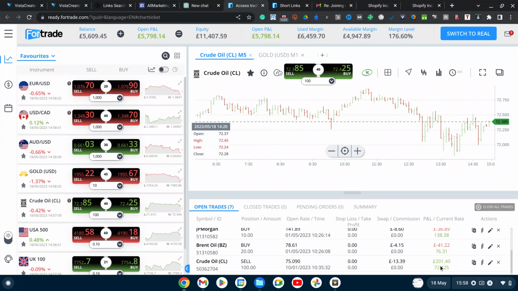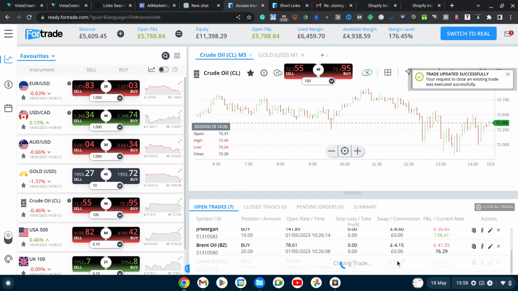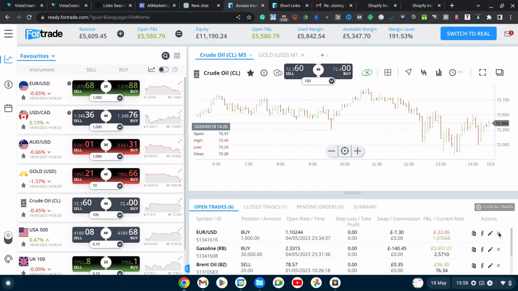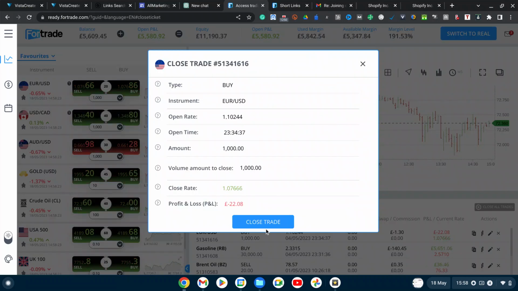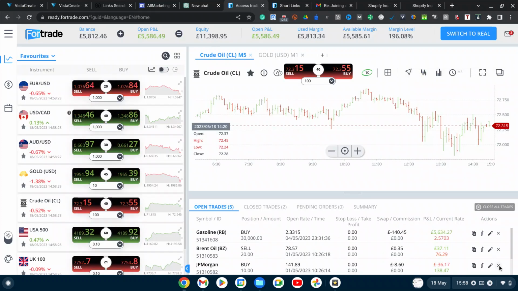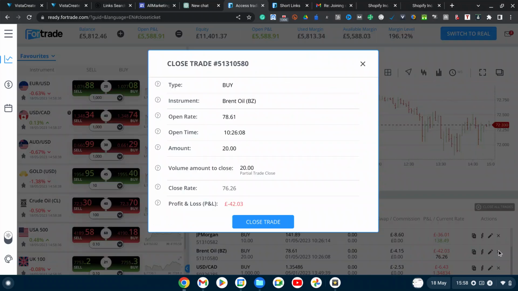So we're gonna close all these trades. Yeah, we're gonna take the profit of that trade. We're gonna leave that one running for a minute. I'm gonna close this because it's at a loss. I don't want to lose any more money. I don't like losing. We're gonna leave the JP Morgan running for a moment. The Brent oil will leave. Oh no, we'll shut the oil. We don't want to lose.